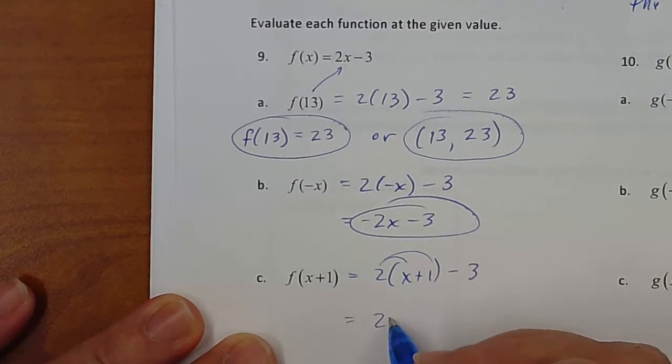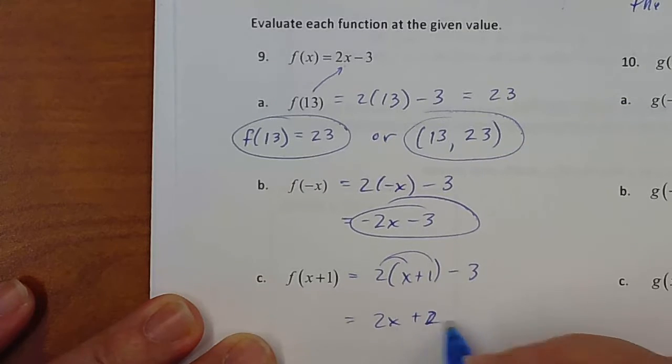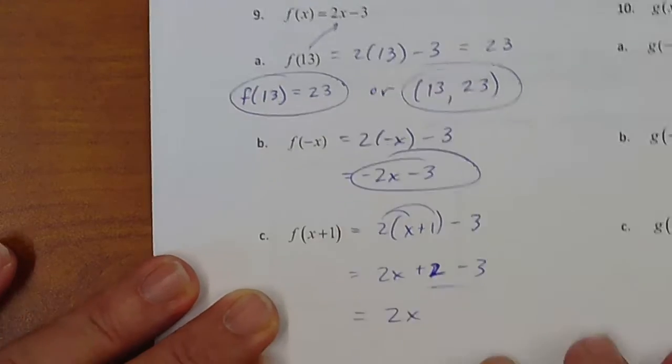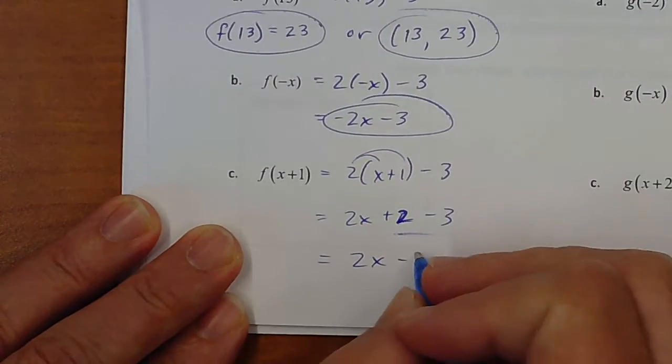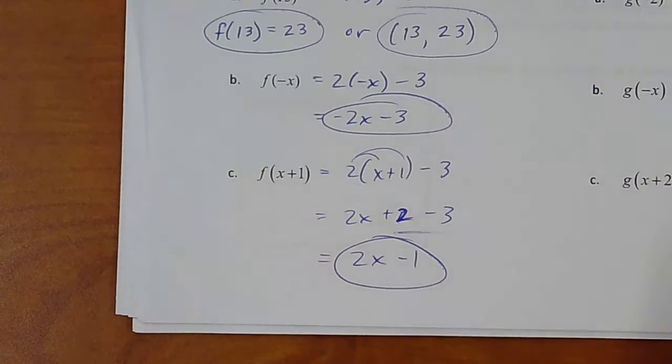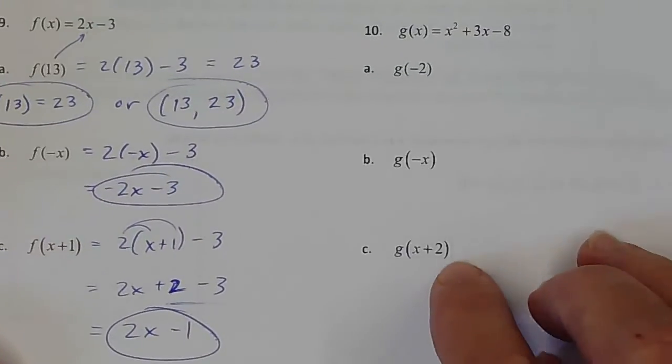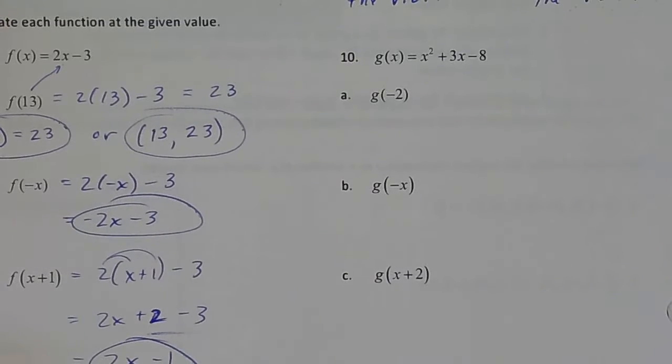So we're going to distribute the 2. Now I combine the 2, take away the 3, so that gives me negative 1. So 2x minus 1 is the answer to that one. Why don't you pause for a moment and try 10A and B. C, I'll probably need to guide you with the first time, but try A and B real quick now.